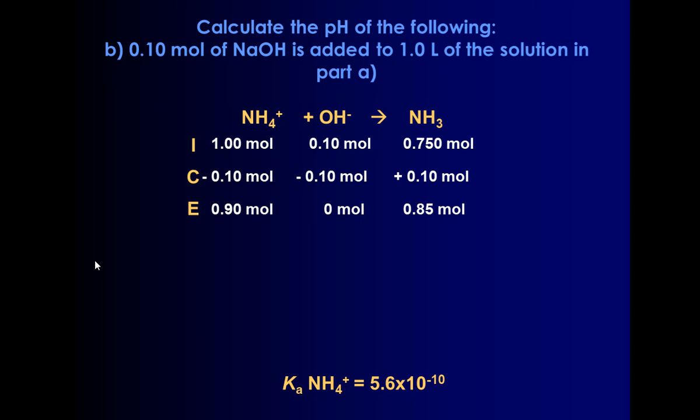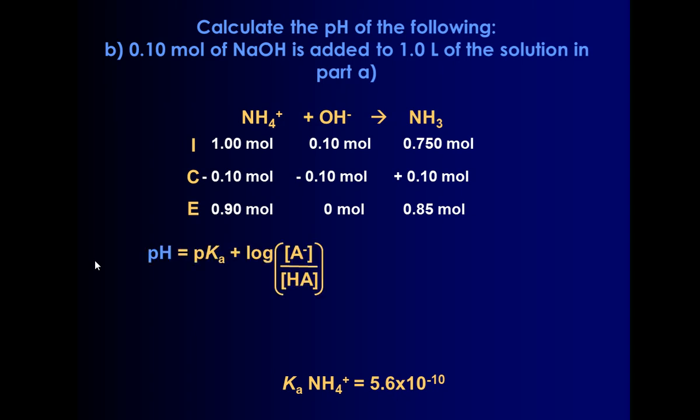That causes ammonium to go down to 0.9, and that causes the ammonia to increase from 0.75 to 0.85. Notice that the 0.10 had 2 decimal places, 0.750 had 3 decimal places, so I wanted 2 decimal places in my answer. At this point, I still have a buffer because I still have weak base and I still have conjugate acid, or I still have weak acid and conjugate base. They're going to be in the solution together. They're still going to have a volume of 1 liter.